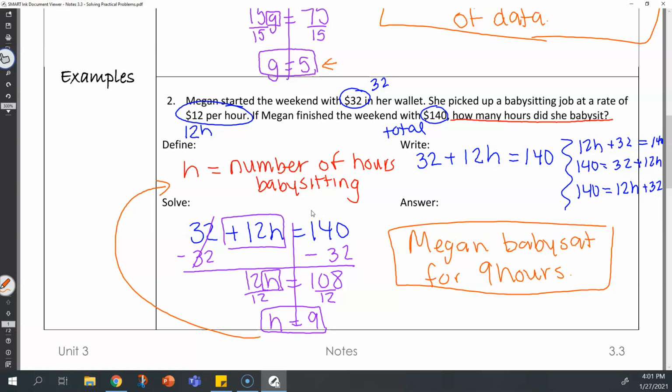And that answers the question. And you can double check that by saying, how many hours did she babysit? Megan babysat for 9 hours. Double check those. Read your question and then read your answer and see if they go together.